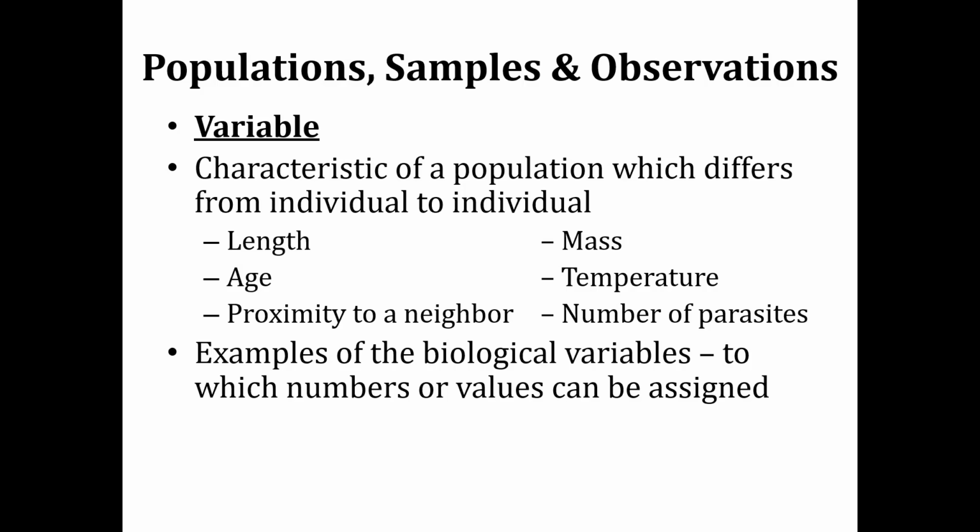And mass, of course, also varies from individual to individual in a population. The temperature also varies. Our daily temperature varies. Our individual body temperatures vary. And then the number of parasites on an individual also varies. So these are examples of the characteristics of a biological population that differ from individual to individual.